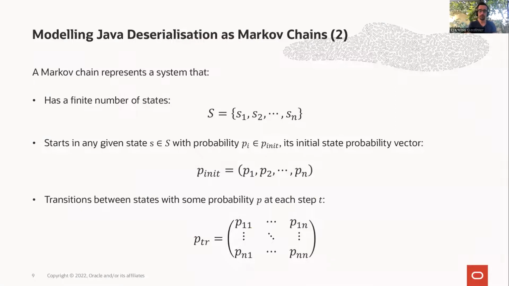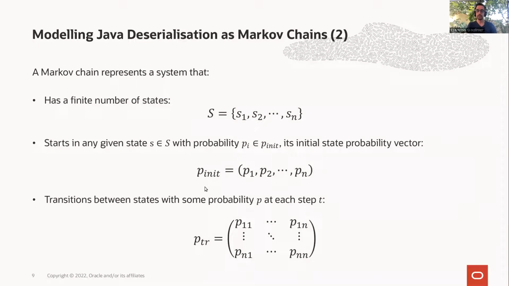Okay, so now that we have the features, we can extract classes as feature sets, as I mentioned. And now we are ready to jump into actually modeling Java deserialization as Markov chains. So a Markov chain is simply a system that represents transition between different states. So it's a probabilistic state transition system. It has a finite number of states. In our case, the states map to different feature sets from different classes.